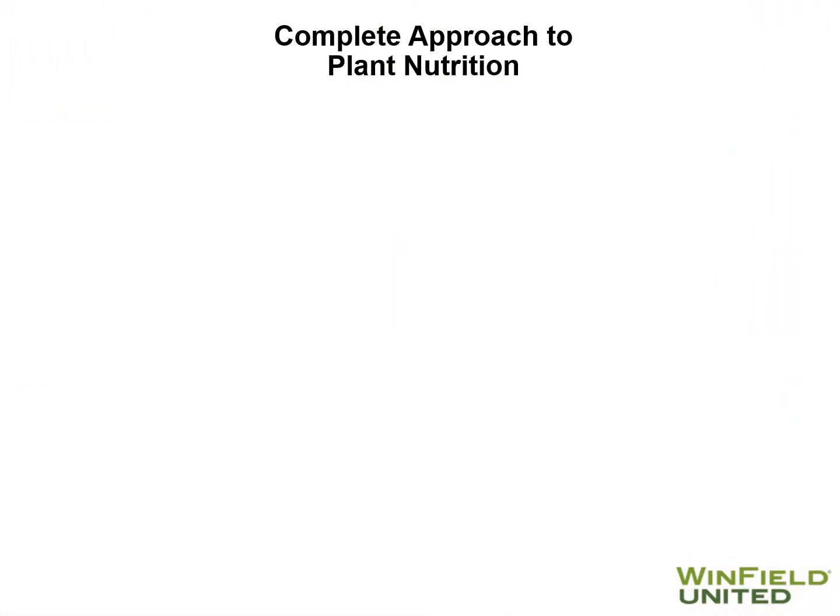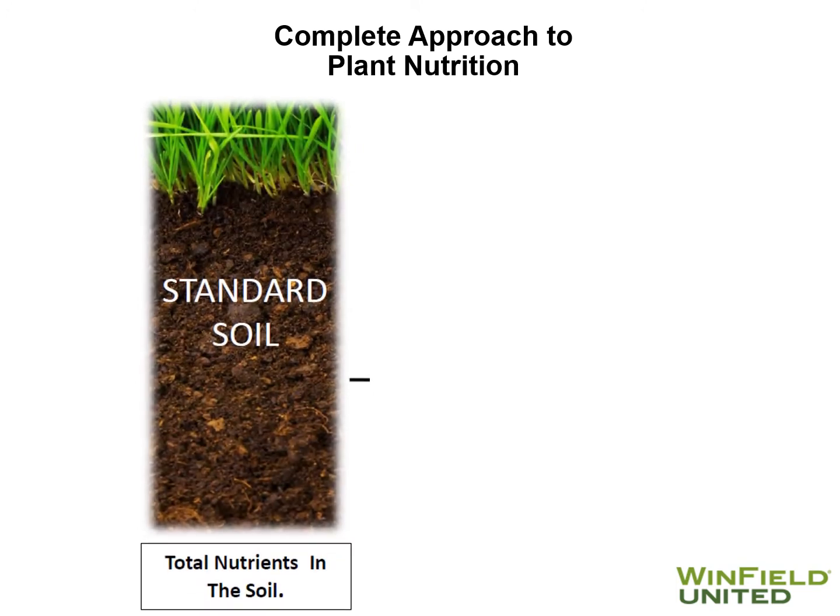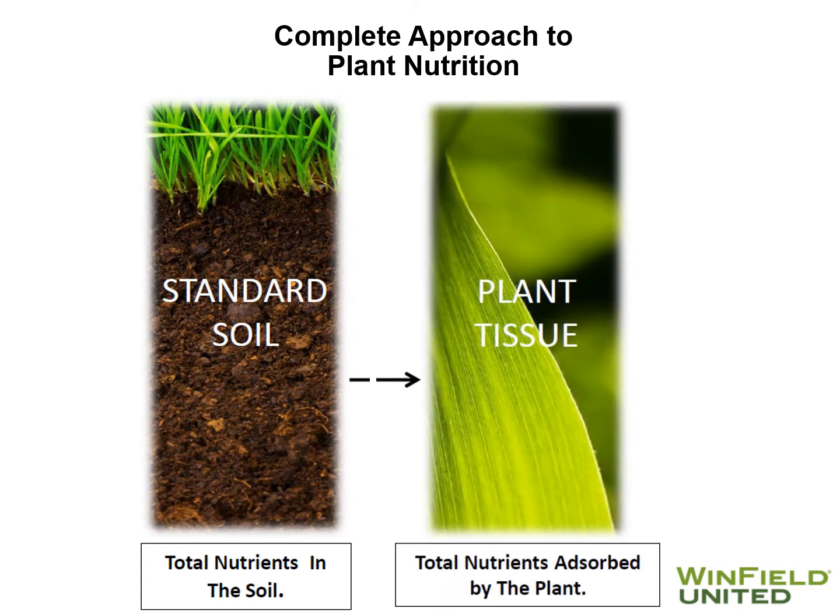We have to look at a complete approach to plant nutrition. We have to start with the basics at the ground level, with the soil, of course, total nutrients that are in the soil. We start there, but we must add to it the plant tissue, because we need to know what it is that the plant is utilizing out of the soil, and it needs to tell us what it needs. So it needs to talk to us and tell us a cool story. That's what happens when we have the plant tissue analysis.